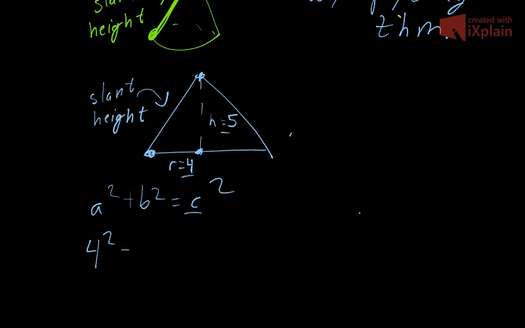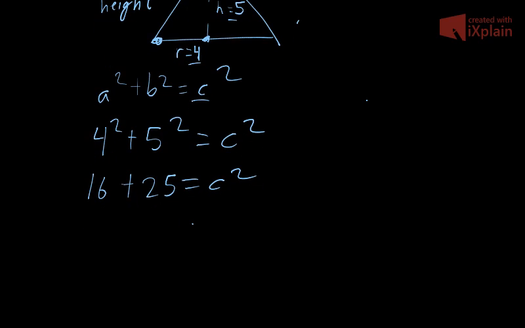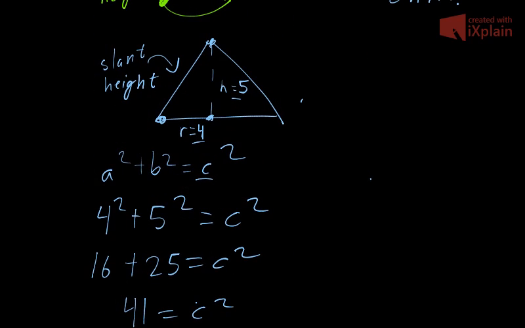So I have 4 squared plus 5 squared equals c squared. 4 squared is 16. 5 squared is 25. 16 plus 25, I'll do that real quick, is 41. That gives me c squared. So I'd end up with the square root of 41 equals c. I know that isn't a very pretty answer, but it's the one we got, so that's okay. And that's pretty much how we're going to find it.